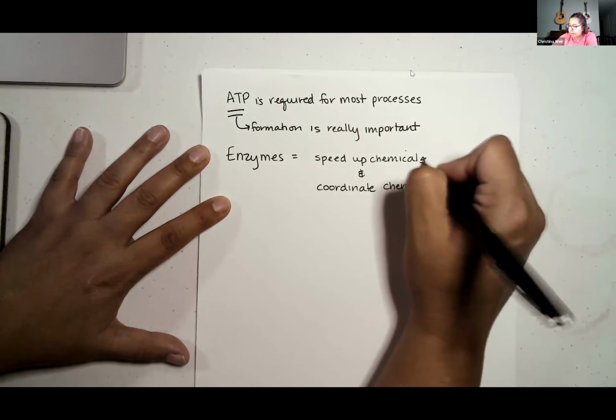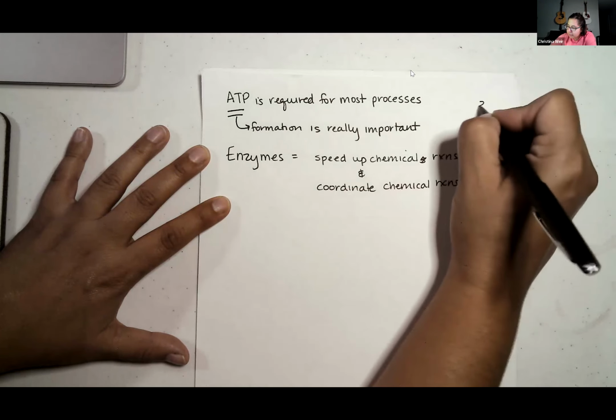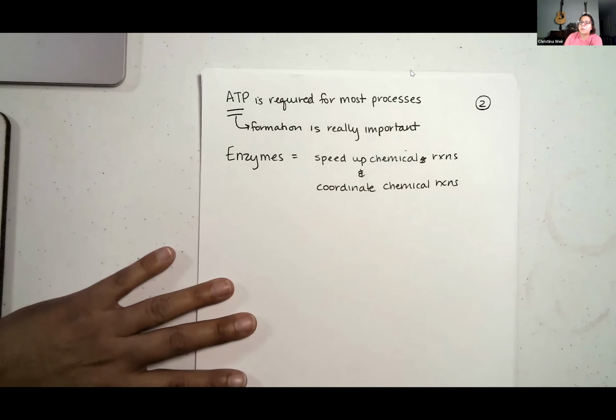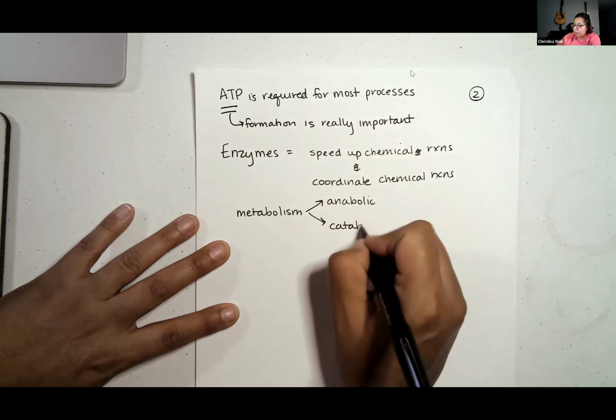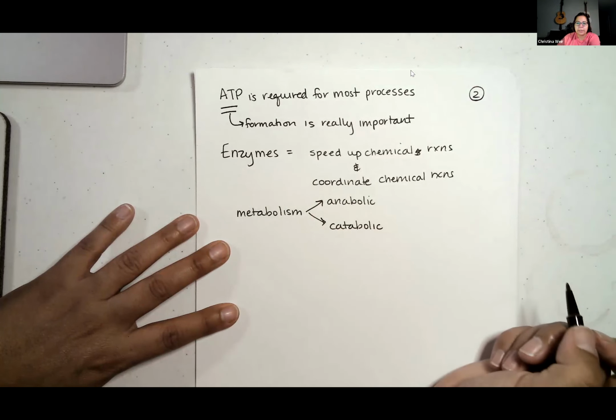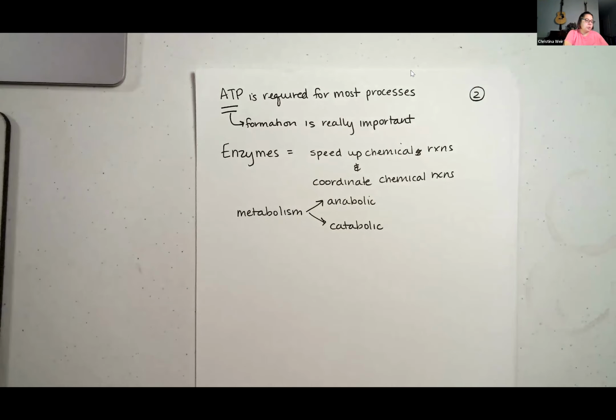Oh, I didn't finish my thought here, chemical reactions. So they speed them up and they coordinate them. Remember that metabolism is all of the chemical reactions that happen inside of a living thing. There are reactions that build. Those are anabolic reactions. And then there are reactions that digest or break things down. Those are catabolic reactions.